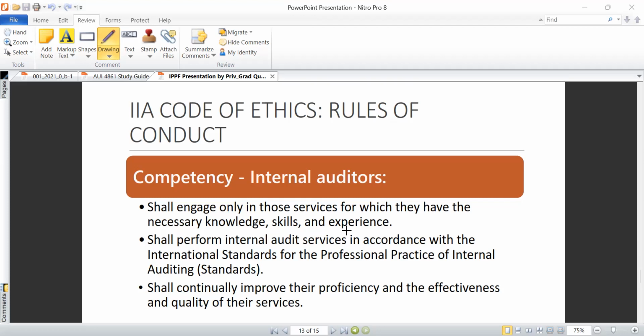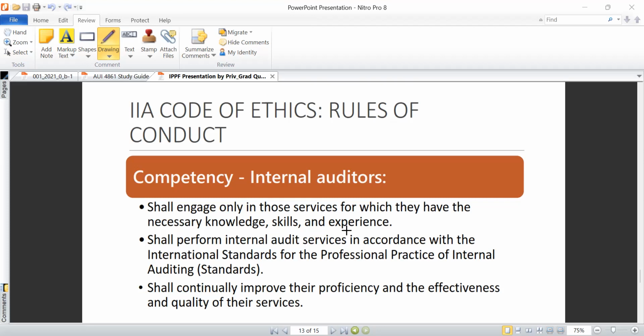That's number one. Number two, we are to perform the audit assignments that have been assigned to us in line with the IPPF standards. That's rule of conduct number two. Then last one, we are expected to continually improve our proficiency. When they're saying proficiency, they're referring to those three things: knowledge, skill, and experience. So your proficiency as an auditor has to be improved on a continued basis. All right. It's very, very important.